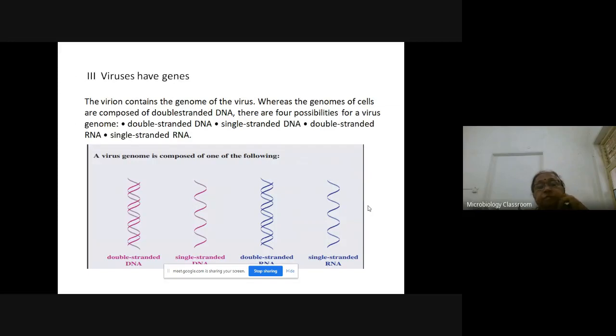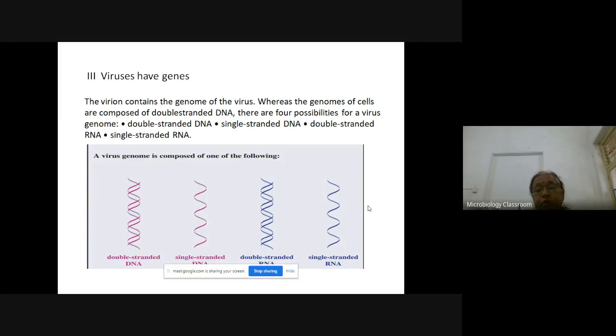So we have seen about the virus genes, and the virions contain 4 types of genomes. Yesterday we saw this picture also, and the presentation here of the types of genetic material present in the viruses, that is double-stranded DNA or single-stranded DNA, double-stranded RNA or single-stranded RNA.